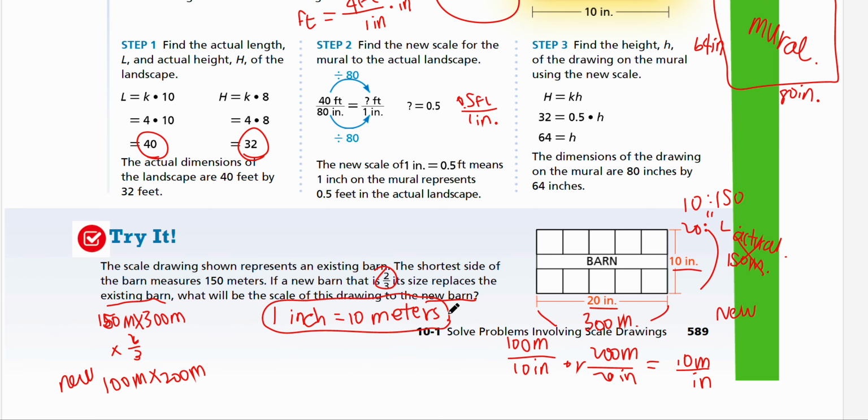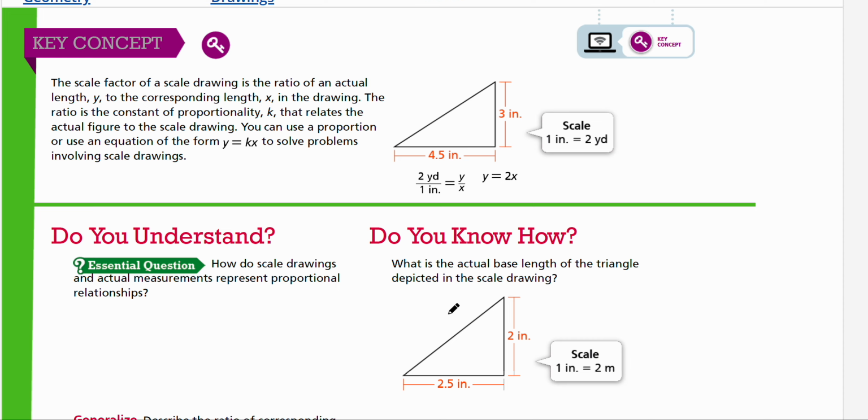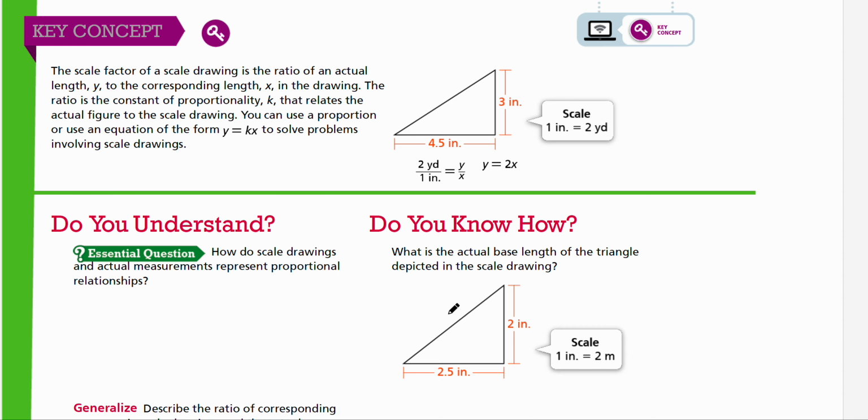All right, so that's our lesson 10-1, solve problems involving scale drawings. We learned about the scale factors and what the scale is and how it's useful. The scale factor of a scale drawing is a ratio of an actual length to the corresponding length in the drawing. The ratio is the constant of proportionality k that relates the actual figure to the scale drawing. You can use a proportion or an equation of the form y equals kx to solve problems involving scale drawings.